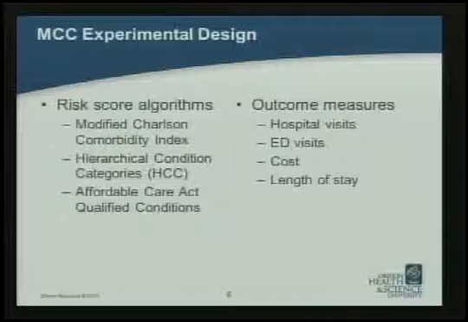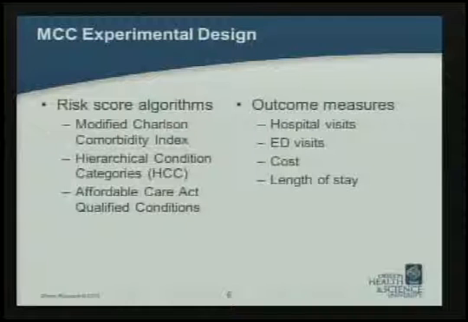The three risk score algorithms that we used to create the risk scores are listed here. We have the modified Charlson comorbidity index, which pulls ICD-9 codes out of the EHR. We have the hierarchical condition categories, or HCC, which was developed by Medicare and Medicaid, and then the Affordable Care Act qualified conditions, which is unique in the sense that it also incorporates mental health conditions, and it was enacted by the Affordable Care Act a few years ago.